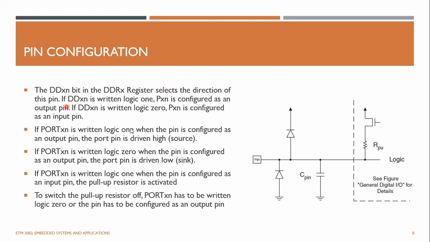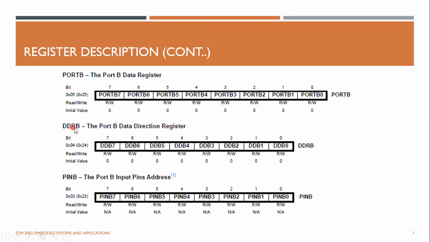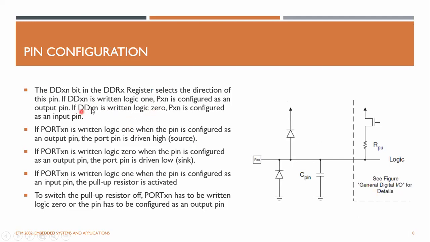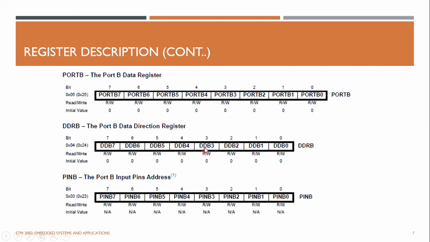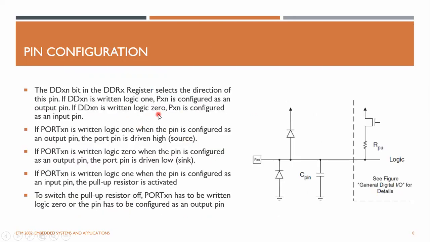So that's the direction of this pin. If you write to that DDR-X pin, like I mentioned, 0 or 1, you can configure it as an input or output, right? So if you want to set it as an output, you have to write it as 1. Right? So if you write logic 1, the pin is configured as output. If you write 0, the pin is configured as an input.